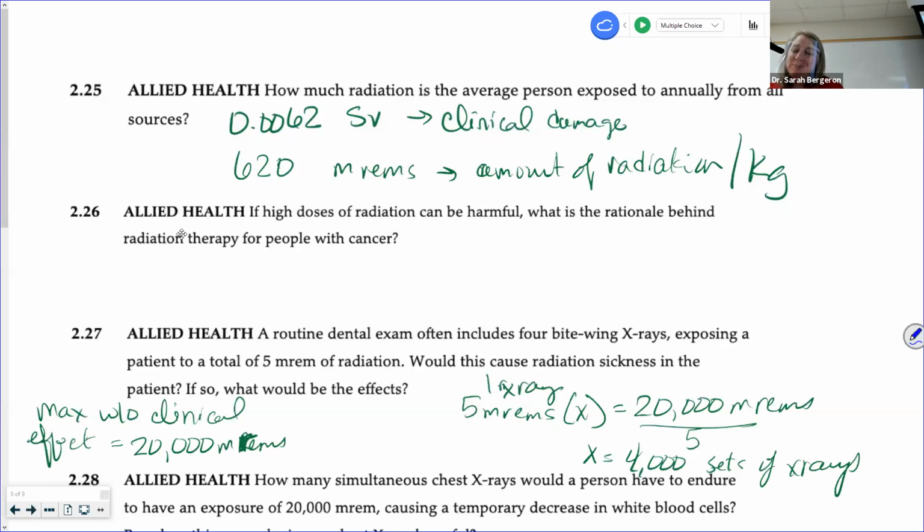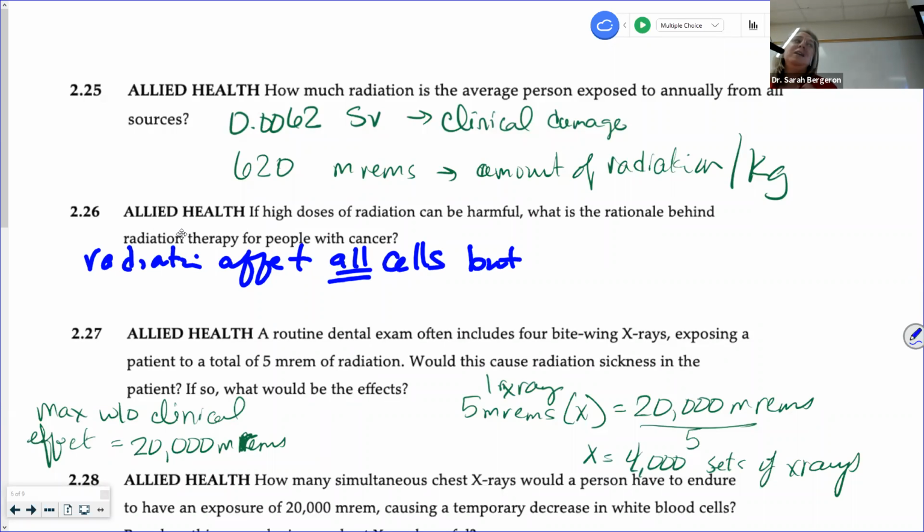All right, so if high doses of radiation can be harmful, that's what we just said, right? What's the rationale behind radiation therapy for people with cancer? Why do we want to give it to them? Why does it affect the bad cells and not the good cells? It affects them both. It affects the cells that divide more quickly. Yes, it affects all cells, right?